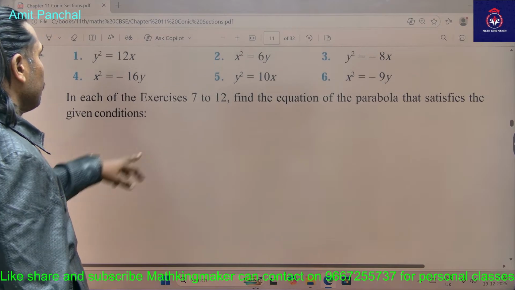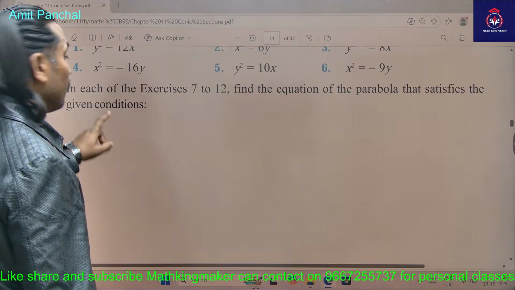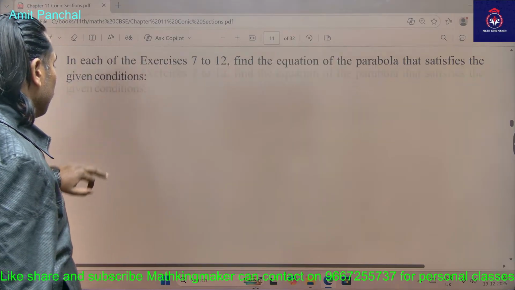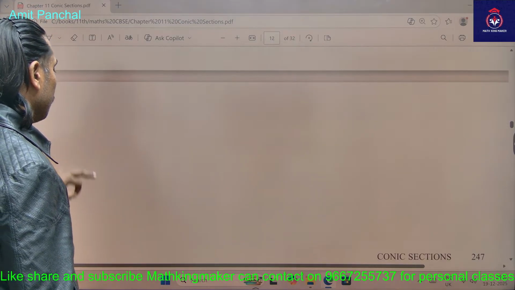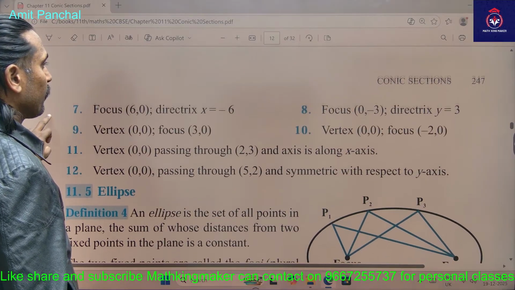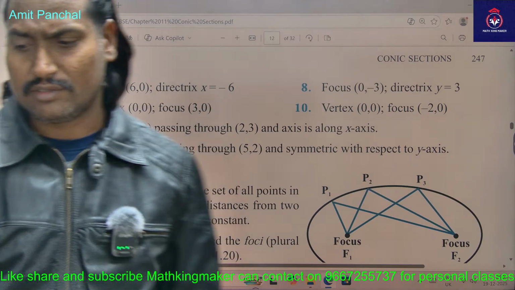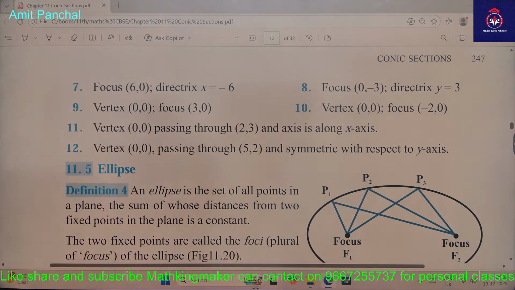Okay, in each of the exercise 7 to 12, find the equation of the parabola that satisfies the given conditions. From question 7 to 12, you need to find the equation of parabola. Okay, sir. Just try every question. It will take only 1 minute.